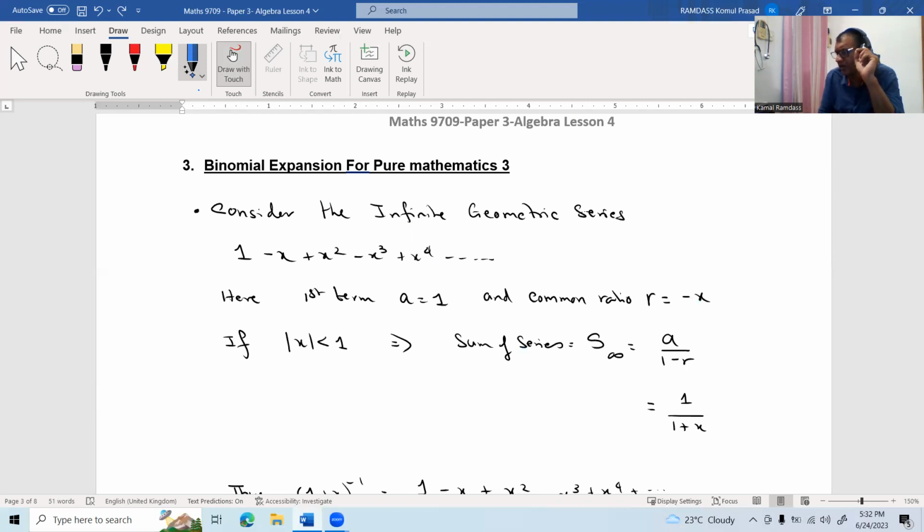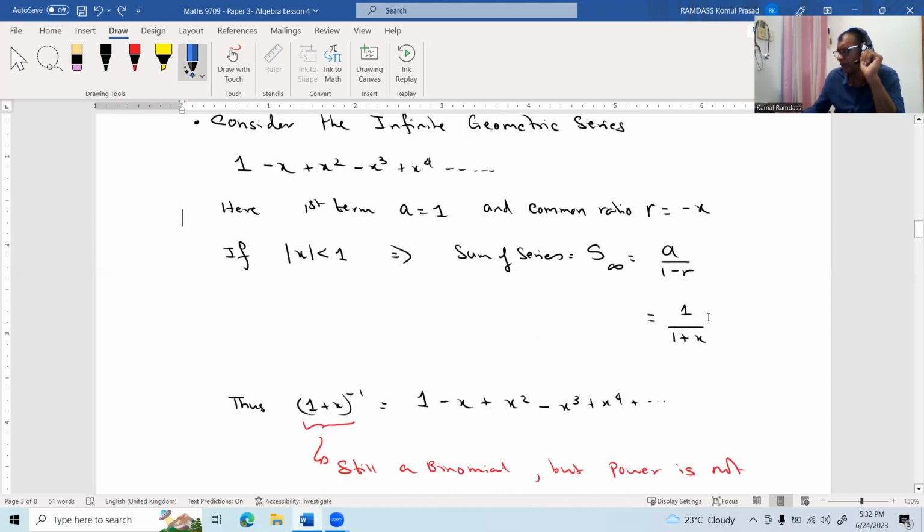Bon, if modulus de x is less than 1, okay, if the common ratio, so modulus is less than 1, je suis capable de dire que S infinity, the sum of the series to infinity, et ça c'est sum of geometric progression, for modulus of common ratio less than 1, c'est A divided by 1 minus R, which is equal to 1 divided by 1 plus x. Et là, parce que c'est 1 over 1 plus x, c'est 1 plus x to the power minus 1.